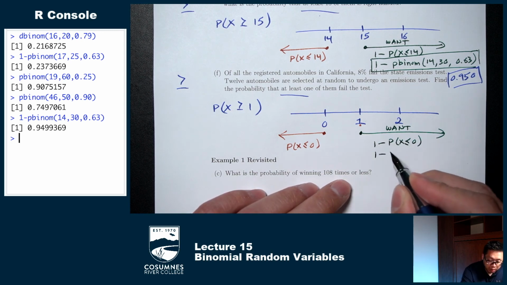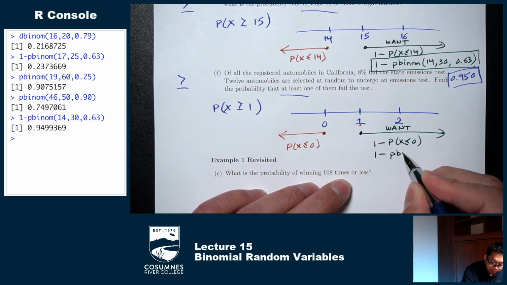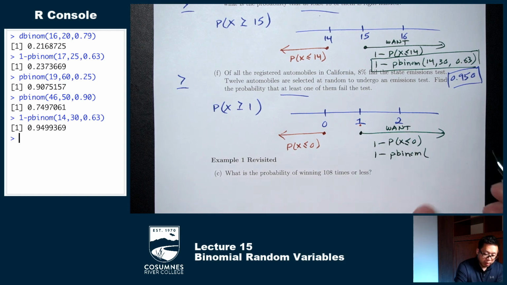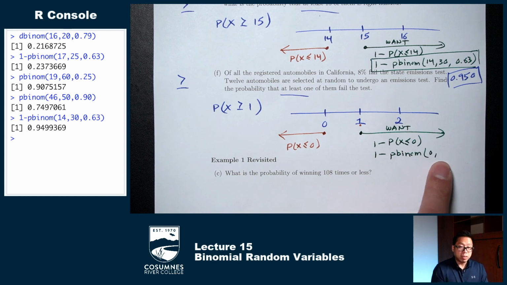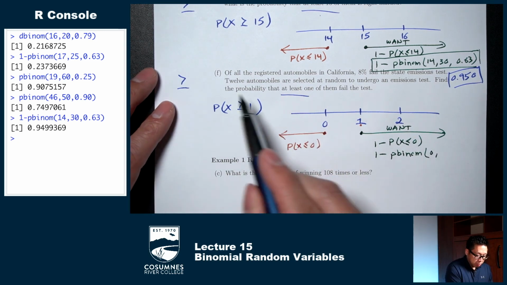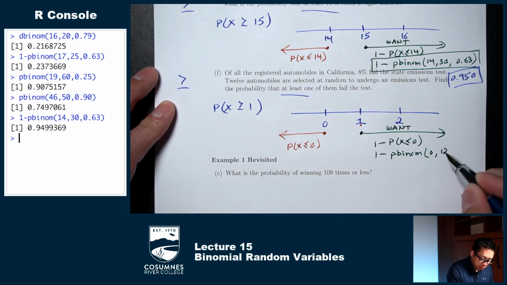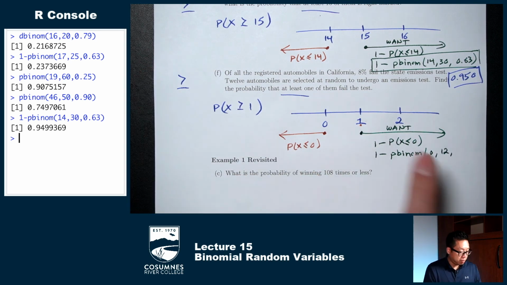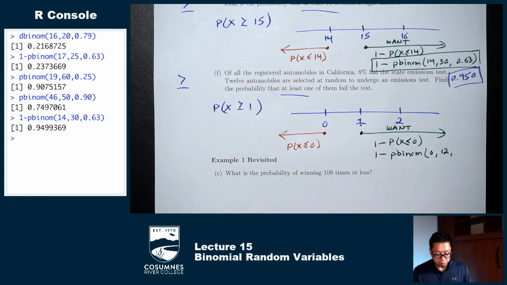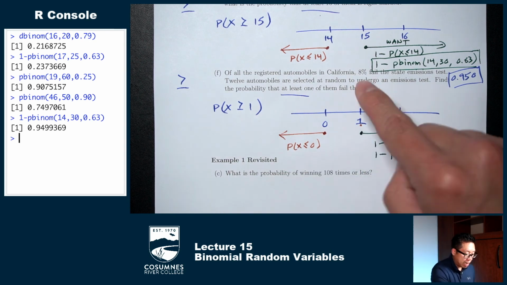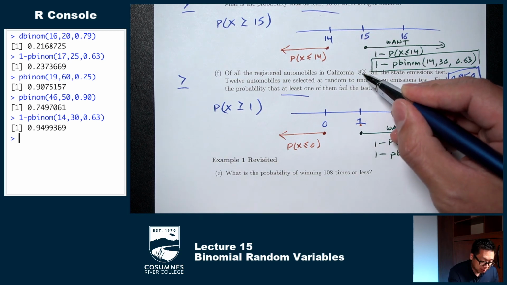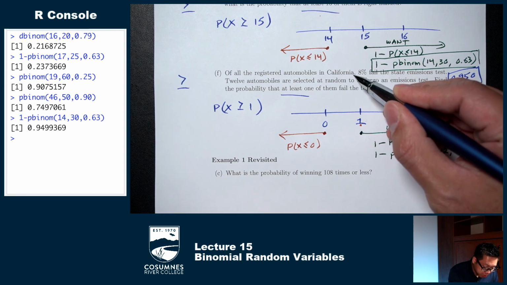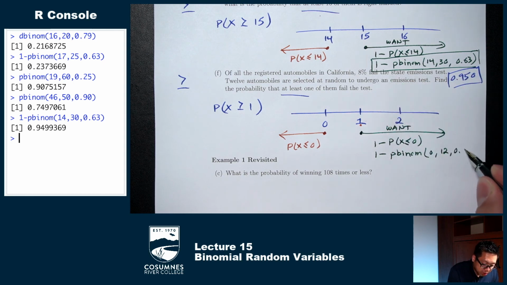So 1 minus less than or equal is a P binomial. Number of successes, that's the 0, comma, number of trials. Number of trials is the bigger number, 12. Probability of success, that's the 8%, but convert it to a decimal. So be careful here. 8% as a decimal is not 0.8, right? If I move the decimal point 2 to the left, it's actually 0.08.